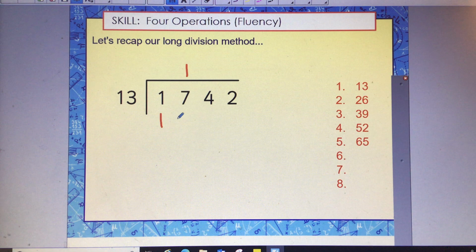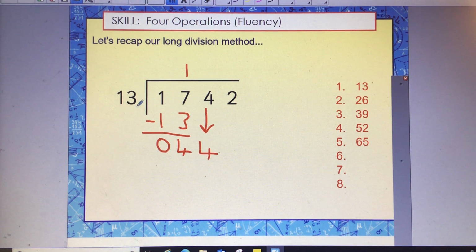We put that 1 lot, 13, underneath and subtract it from the 17. 7 subtract 3 leaves us with 4. 1 subtract 1 is 0. We drop our 4 down to leave us with our next step. 13s into 44. The closest we can get without going past is 3 lots there, isn't it? 39. So we put our 3 lots of 13 on the top. We put our 39 underneath to subtract away.